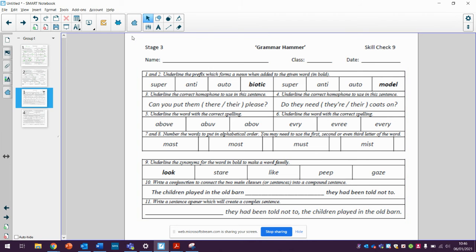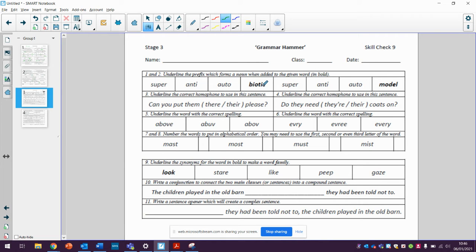Okay, so now this is the stage 3 of answers to the grammar hammer. So well done, those of you that did the slightly harder one, the stage 3. Okay, underline the prefix which forms a noun when added to the word.